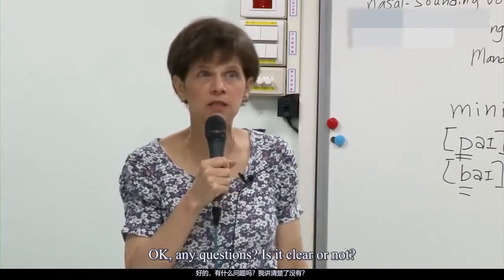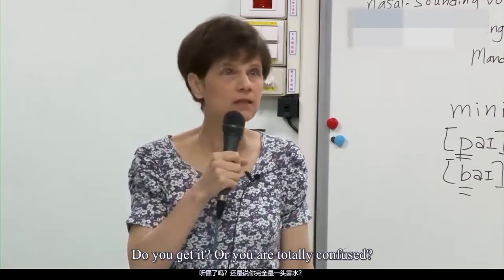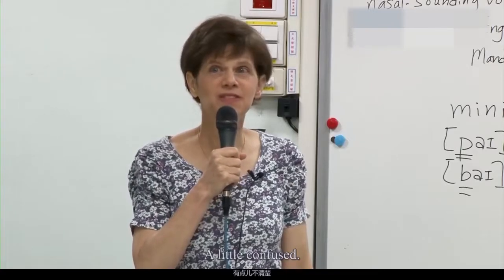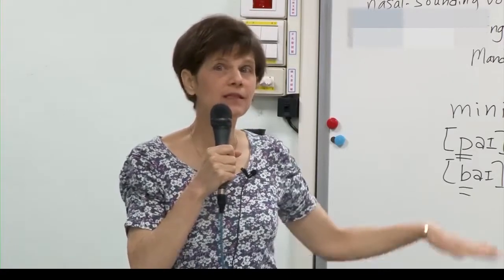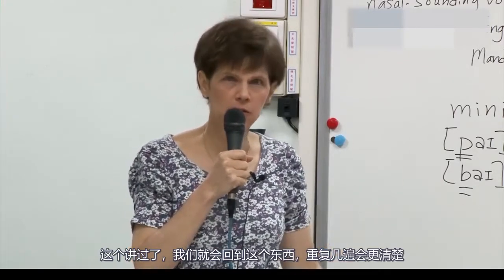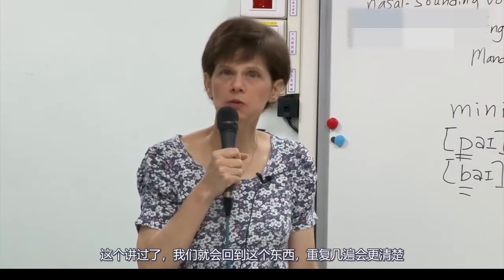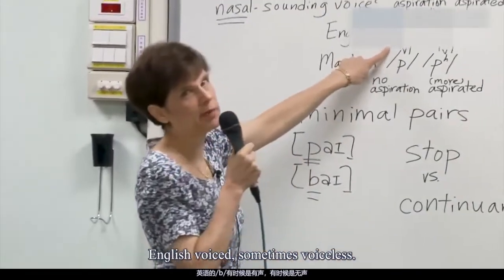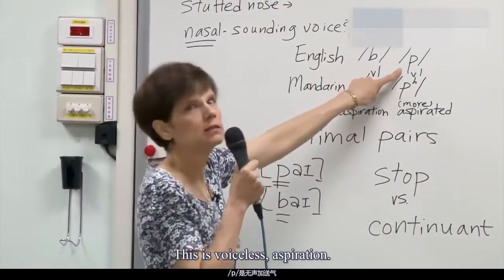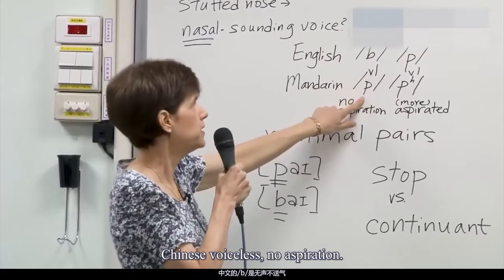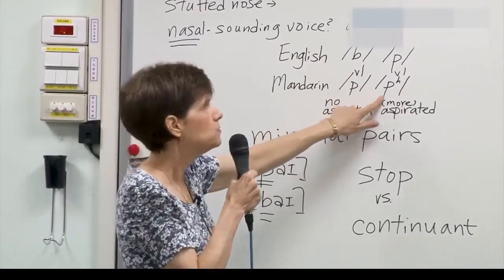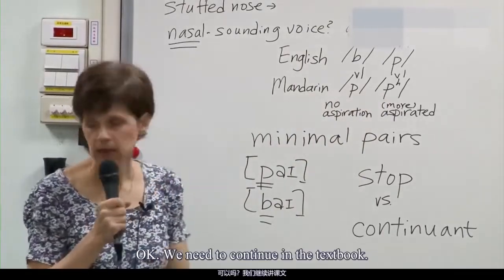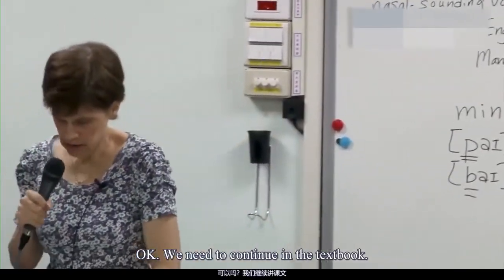Okay, any questions? Is it clear or not? Do you get it? Or are you totally confused? A little confused. Why don't we leave it for now? 这个讲过了，我们就会回到这个东西，重复几遍会更清楚。Just keep in mind this is a system. English, voiced, sometimes voiceless. This is voiceless, aspiration. Chinese, voiceless, no aspiration. Voiceless, lots of aspiration. 系统是这个样子。Okay? We need to continue on in the textbook.